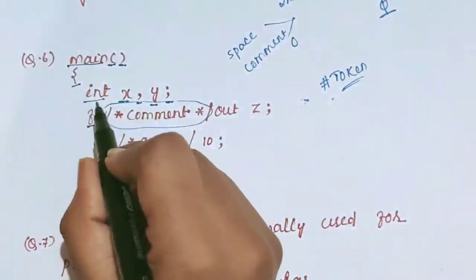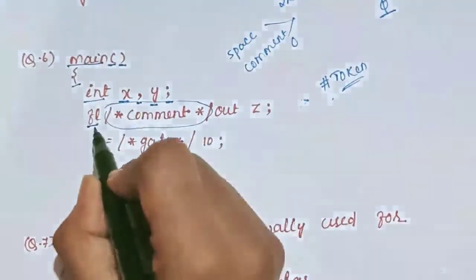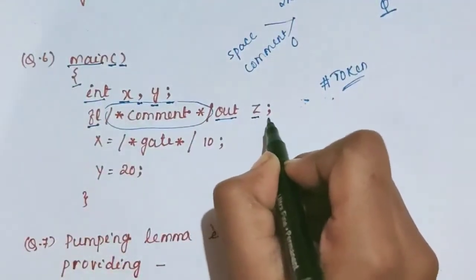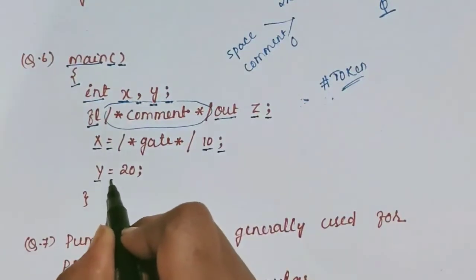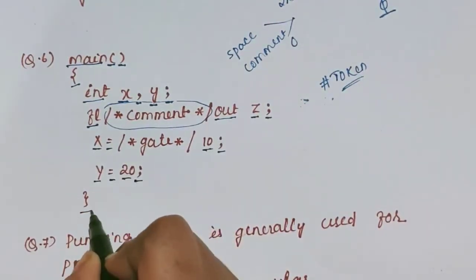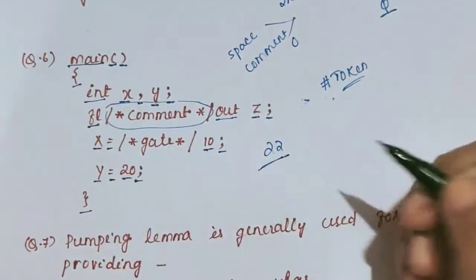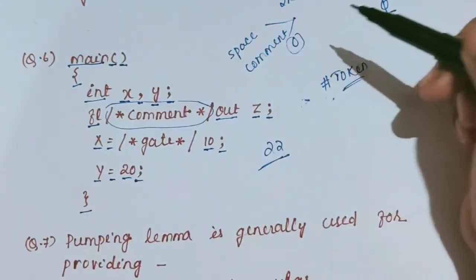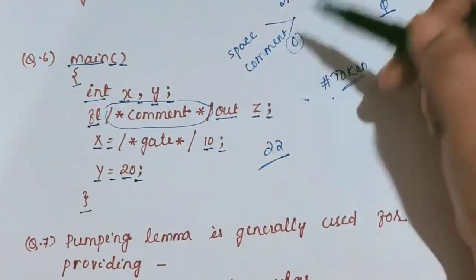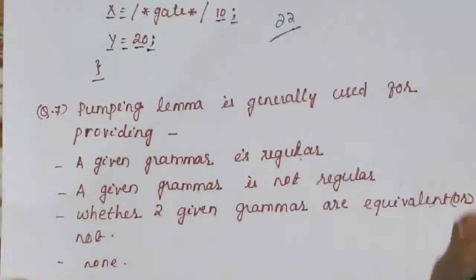So counting 1 to 22, there are a total of 22 tokens given here. For comment and space the token count is 0. You should not count these two, space and comment.